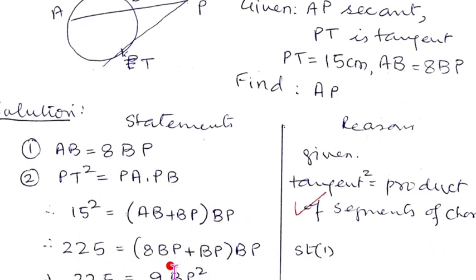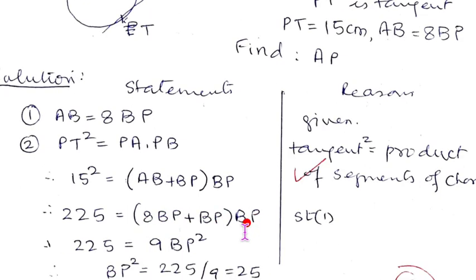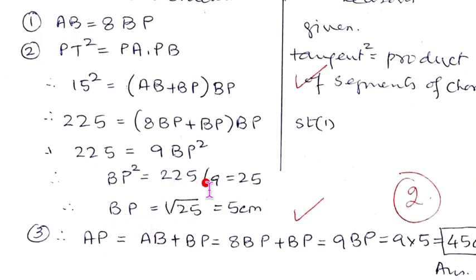So 225 is equal to AB is 8 BP. So 8 BP plus BP into BP. Okay, so this will give us 9 BP into BP. 9 BP square is 225. So BP will be 225 upon 9, that is 25, root of it, that is 5 centimeter. So we got BP as 5 centimeters.